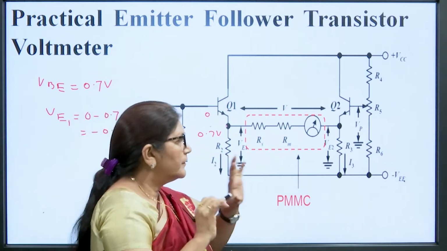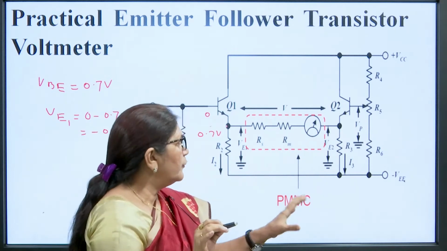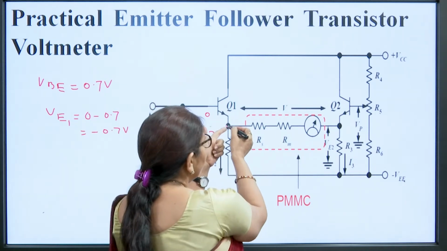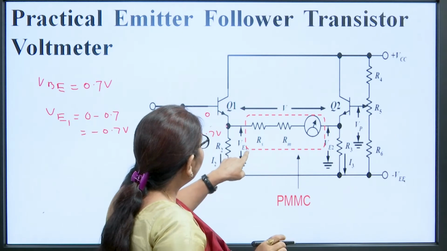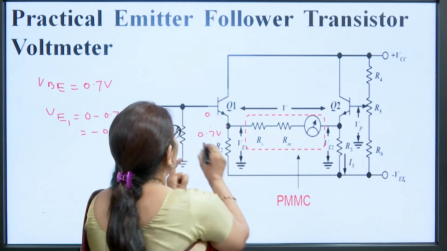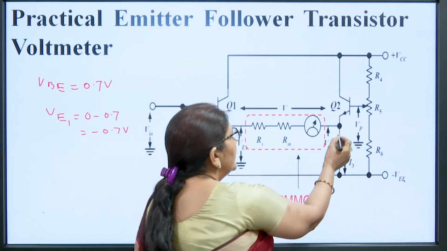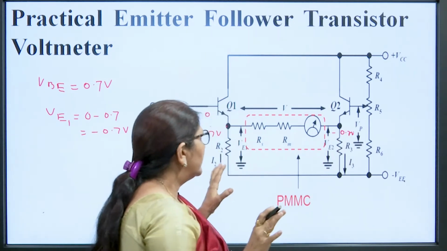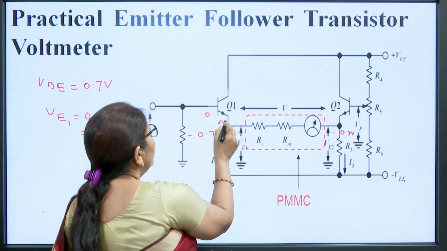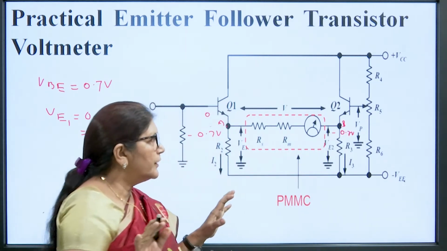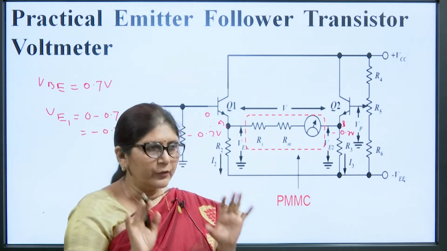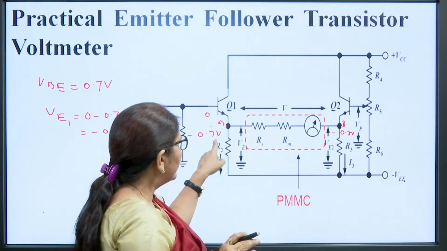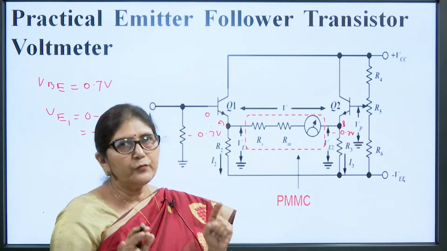Now, this meter will not display any value, it means the meter will show 0 when the voltage at this point and this point are equal. So, VE1 is minus 0.7 volt, and the potential at this other point should also be minus 0.7 volt. Suppose this is point A and this is point B. When there is no potential difference between A and B, the meter will show 0. At that time the voltage at point A is minus 0.7 volt and the voltage at point B is also minus 0.7 volt.